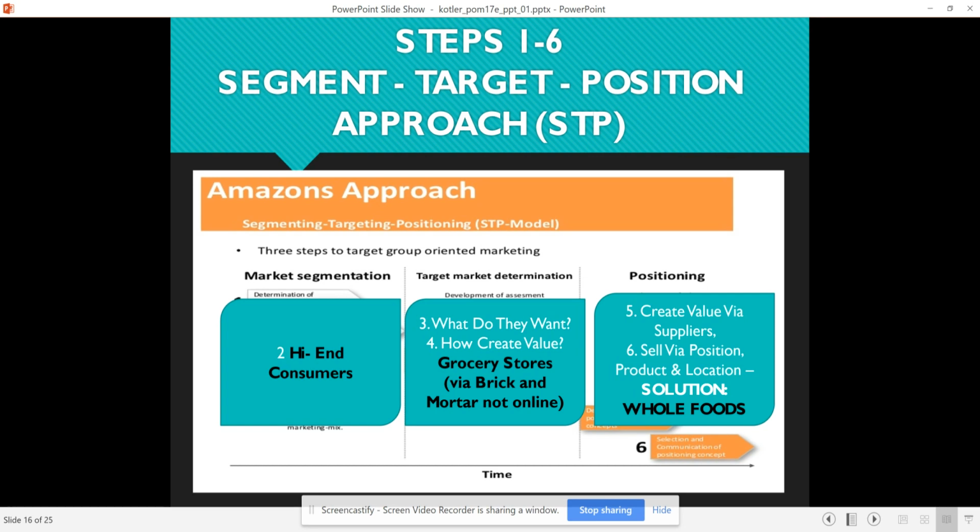So again, market segment, high-end customers, what do they want and what do they value? They need groceries. Everybody needs to eat, but the high-end consumers really want a brick and mortar store, a high-end brick and mortar store that creates value for them. And that's where they're putting their money. And so we're going to go and buy Whole Foods, and we're going to position ourselves there.